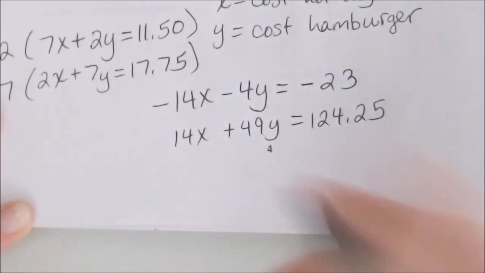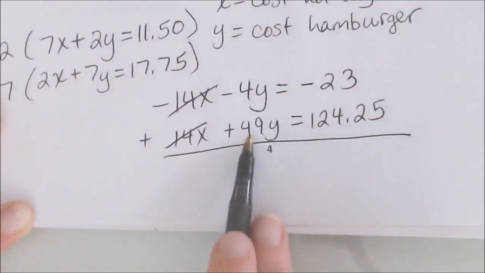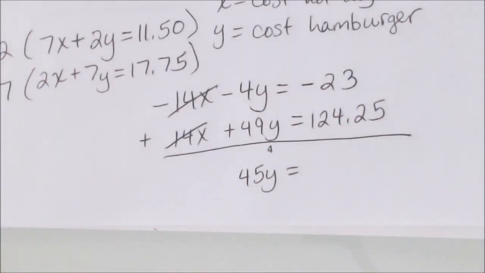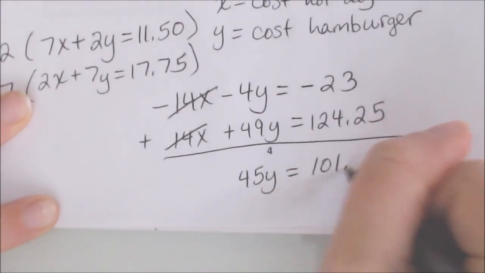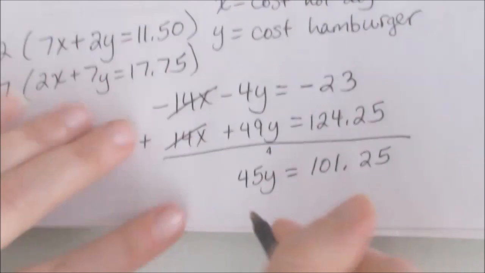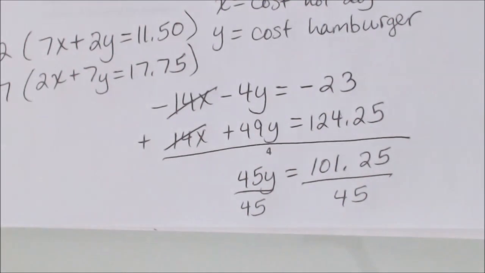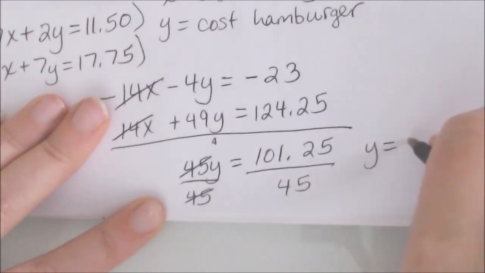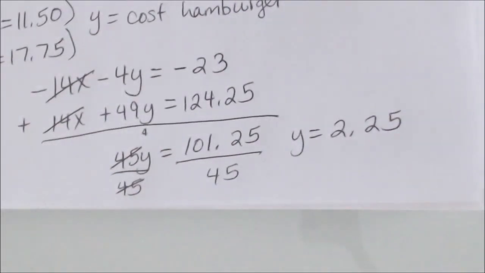So now we can add these together. The x's will go away. 49y and -4y is going to give me 45y. 124.25 minus 23 gives me 101.25. And then divide both sides by 45. Now we may get decimals for some of these because we're talking about money, right? So you can have a decimal if you're talking about money, because that would be like change. So we get a y value of $2.25. So the hamburger cost is $2.25.